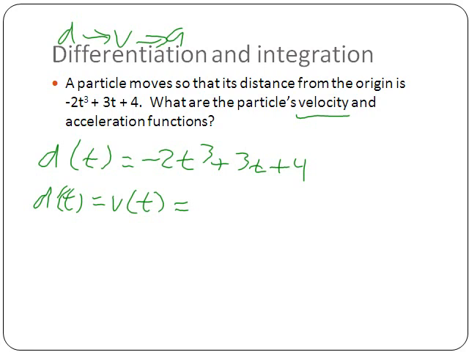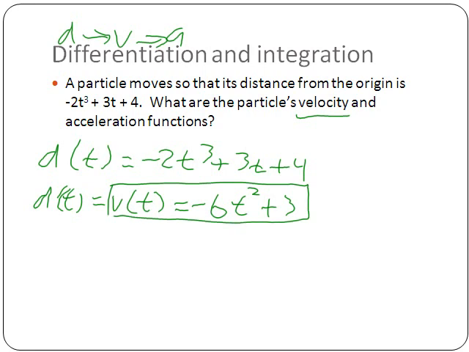So negative 2t cubed. The negative 2 is still out front. We bring the 3 down. Negative 2 times 3 is negative 6. So then t to the 3 minus 1, t squared. Plus the next one, 3t, that's t to the first power. So 3 times 1 is 3 times t to the 0, really? So that one just goes away, because that's just 3. And then plus 4, you differentiate a constant, you get nothing. So we have negative 6t squared plus 3, that's my velocity function.